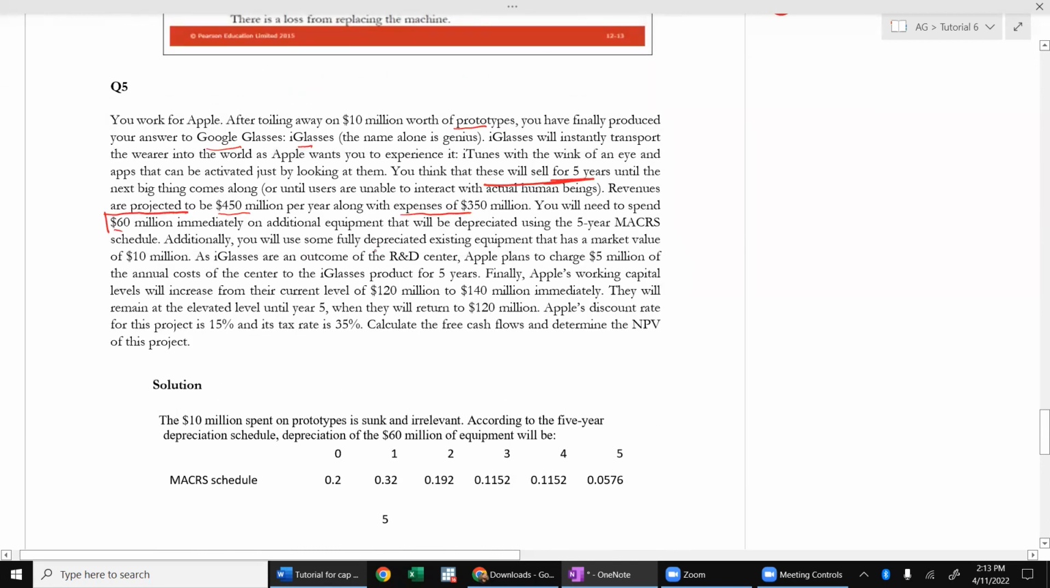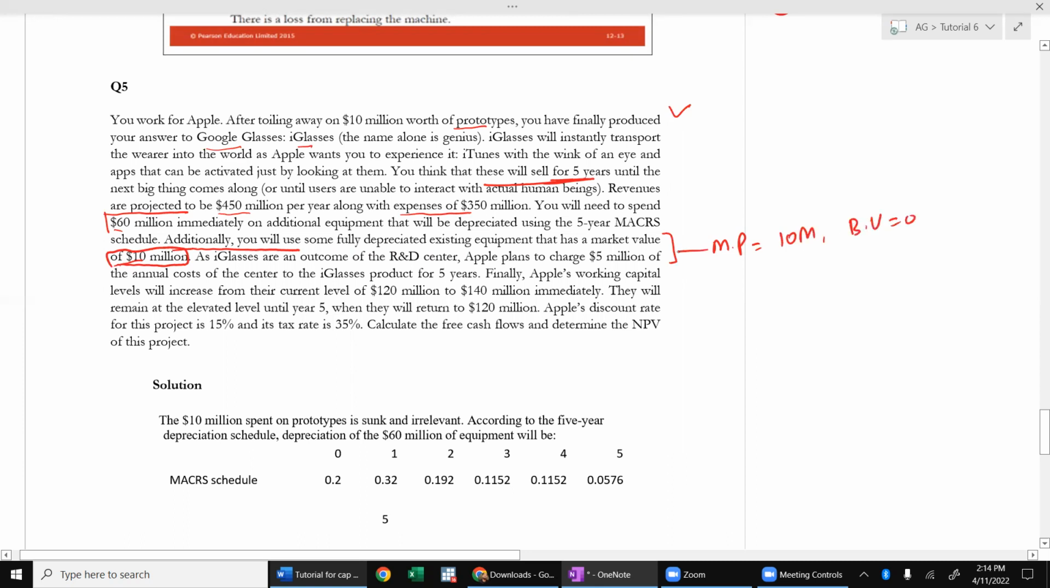Additionally, you will use some fully depreciated existing equipment that has a market value of 10 million. Okay, I just explained this situation to you in our previous question. The question is saying that additionally you will use, it means when you start this project, you will also use some already depreciated equipment that has a market value of how much? 10 million. So I'm writing that the market price of the existing fully depreciated asset is 10 million. So it means that the book value is equal to 0.